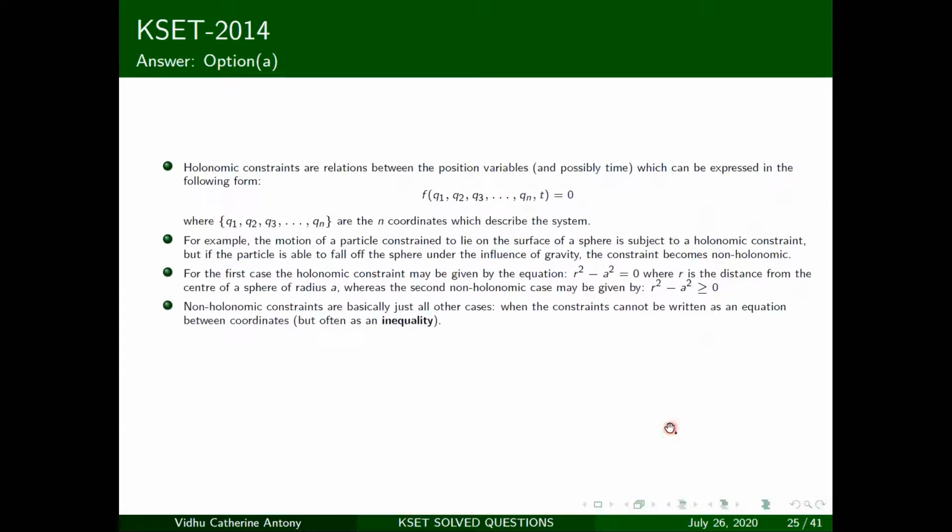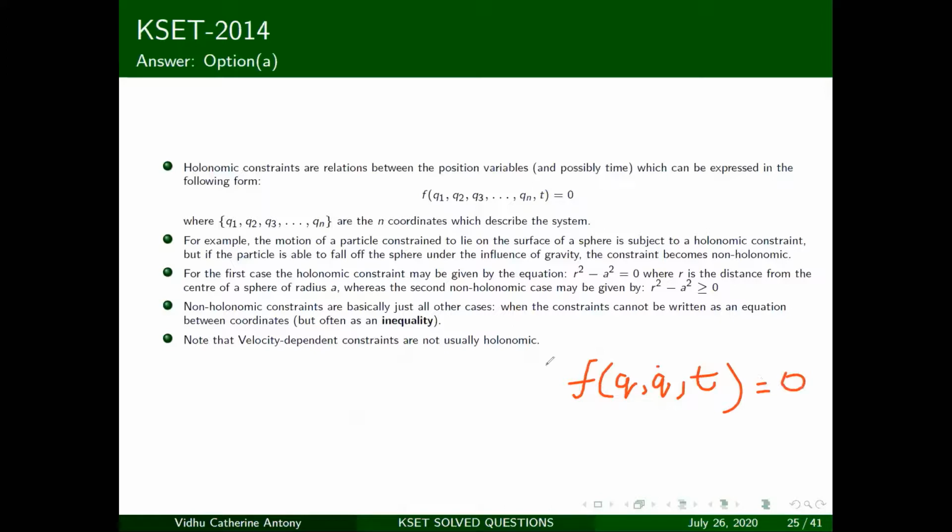This is an important point: velocity dependent constraints are not usually holonomic. Basically you'd have some function of q, q dot, and t, for n of them, I'm just writing this for simplicity, equal to 0. These are not holonomic even though they have this equal to sign. That's like an exception.